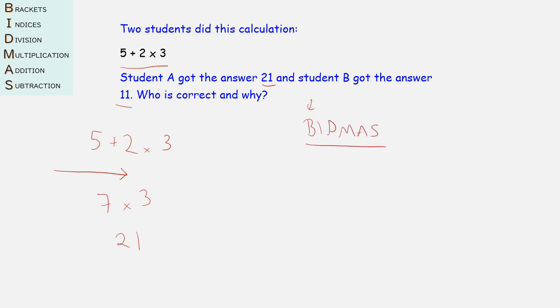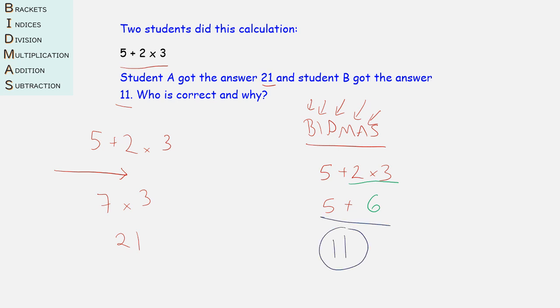I've got to do brackets first. Well, there's no brackets. Indices, so things like squared or cubed, there's none of that. Division, there's no division. Multiplication, okay, so there is some multiplication in there. Where is the multiplication? It's these two numbers here. So I've got to do that first. So 2 times 3 is 6. Everything else that I didn't underline stays the same. And then the next thing along the line, we've got addition. There is some addition. 5 plus 6, that gives me 11.